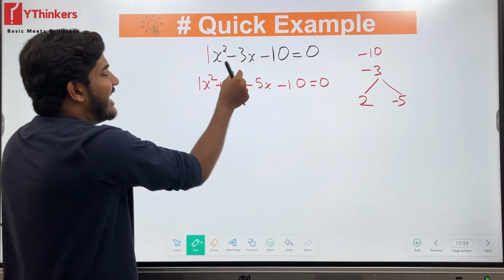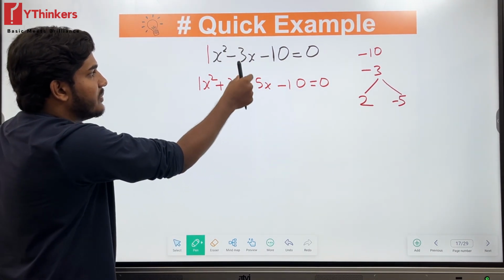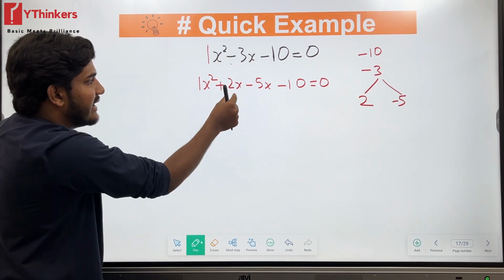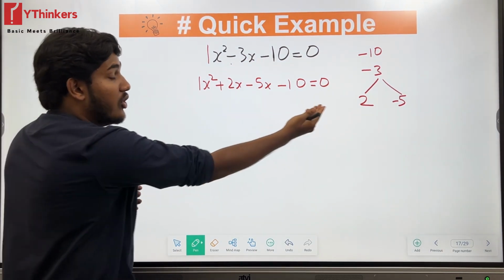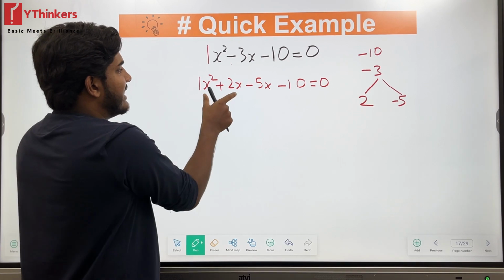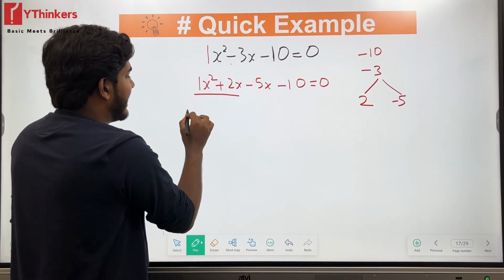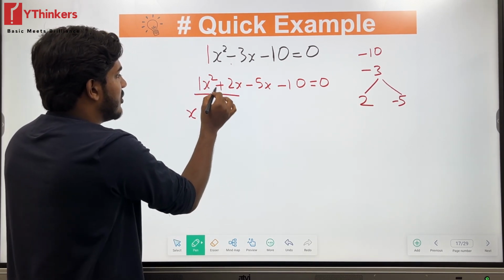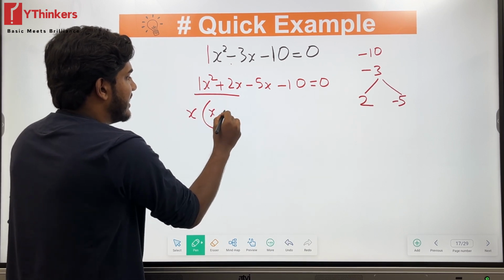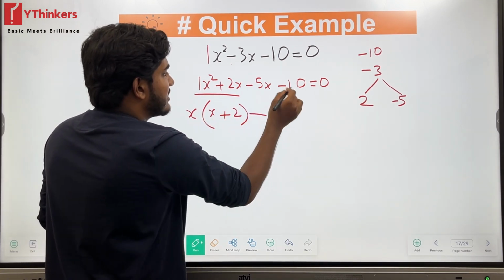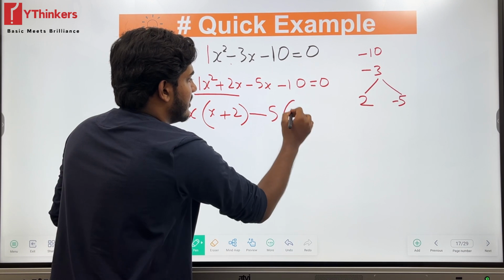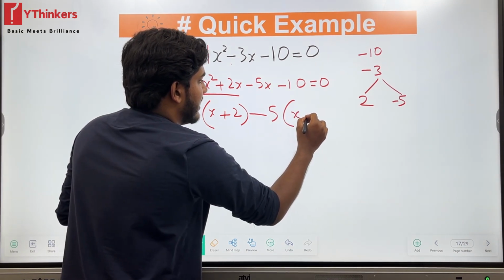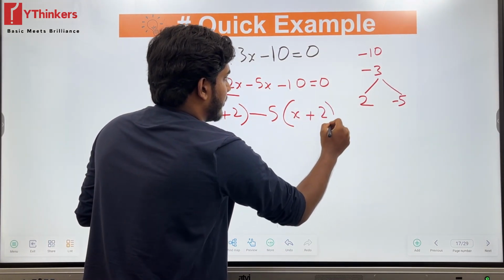That's all. See, I have broken down minus 3 into two places. I have written minus 3 as 2x and minus 5x. That is the whole meaning of factorization. Now, can I see something common here? I can take x as common here. If I take x as common, what remains here? x plus 2, correct? What remains common here? 5. So, x plus 2, correct?